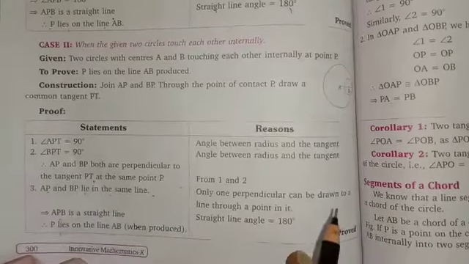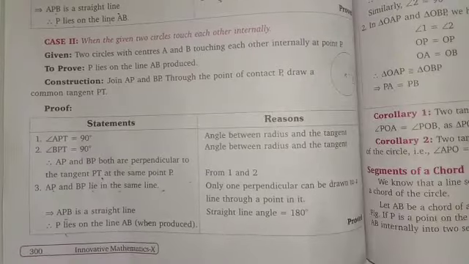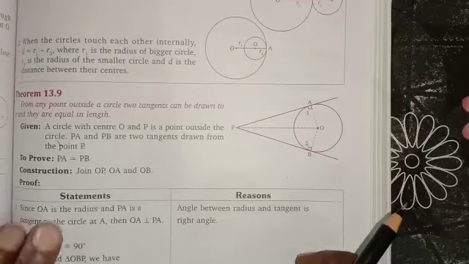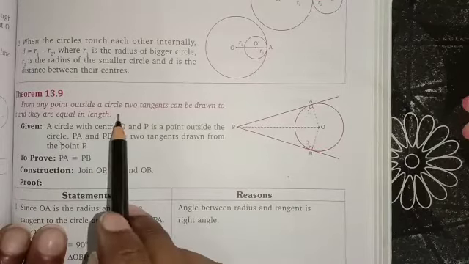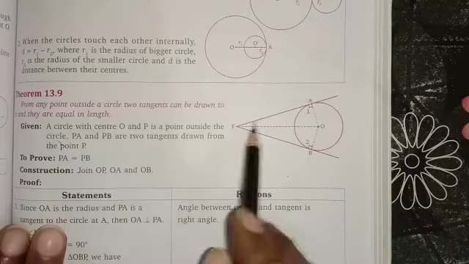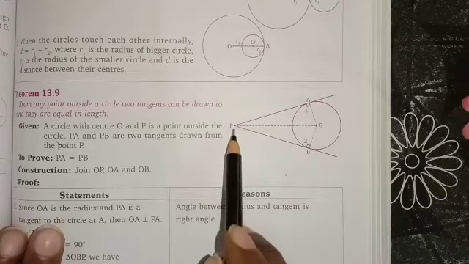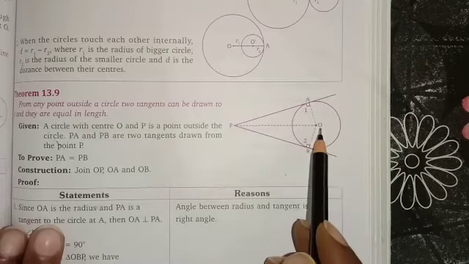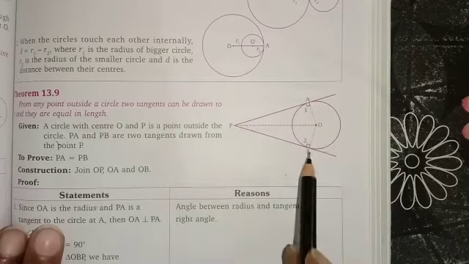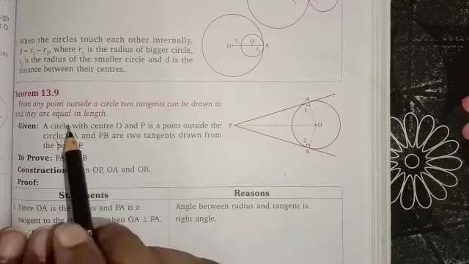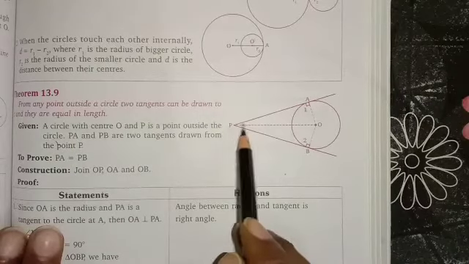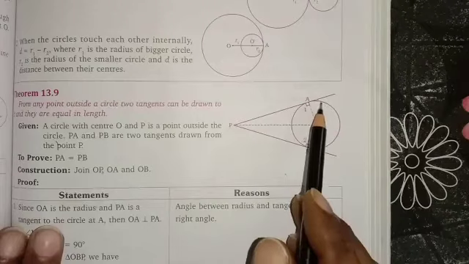Let us go to the next theorem. From any point outside a circle, maximum two tangents can be drawn. P is the exterior point, and this is the given circle having center at O. PA and PB, maximum two tangents can be drawn to a circle. And your theorem is, if I draw tangents from an exterior point to a circle, their lengths will be equal. You have to prove it.